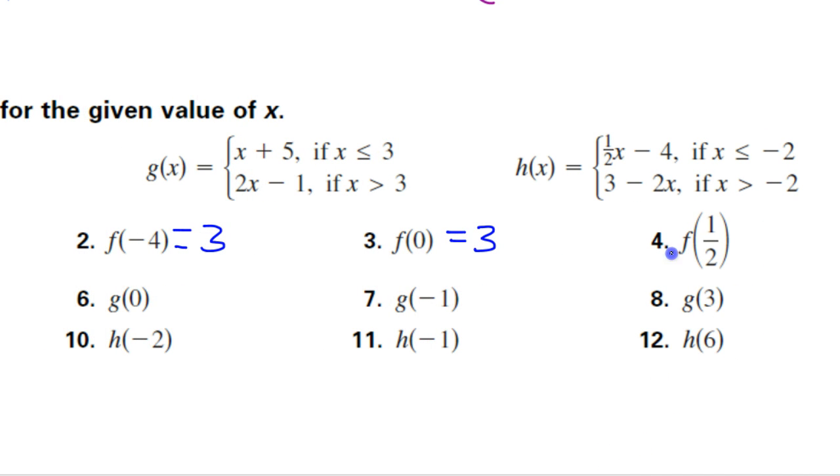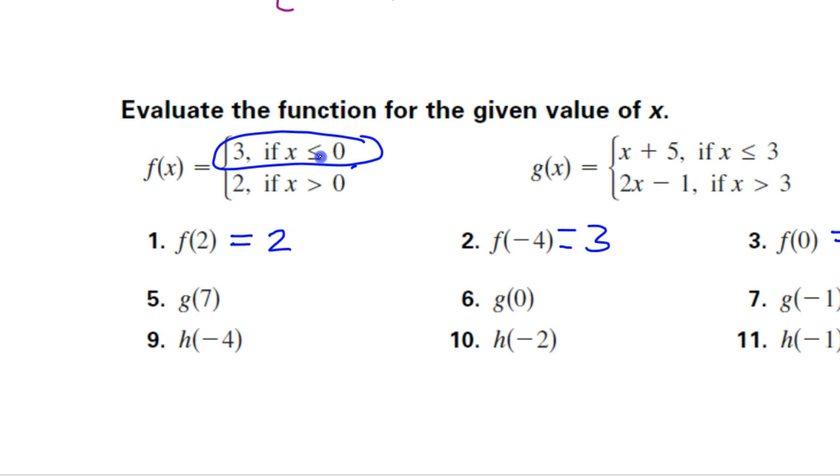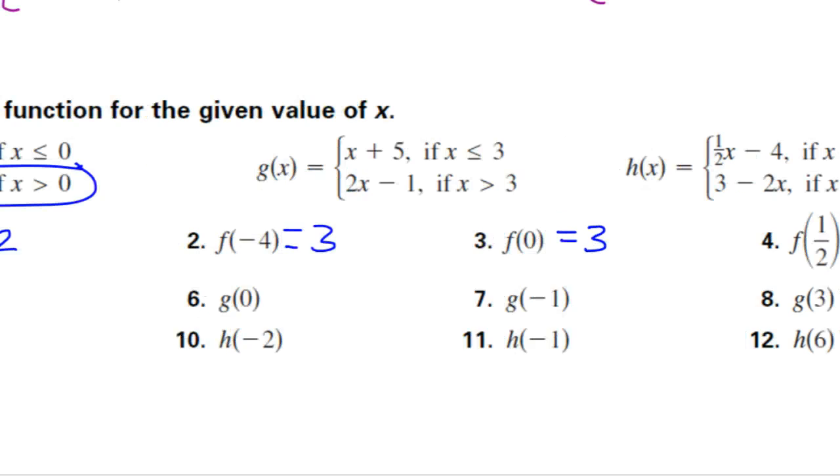Finally, for this function, we have 1/2. So is that less than or equal to 0, or is it greater than 0? 1/2 is greater than 0. So we will be using the bottom piece of the function this time. So the answer is 2.